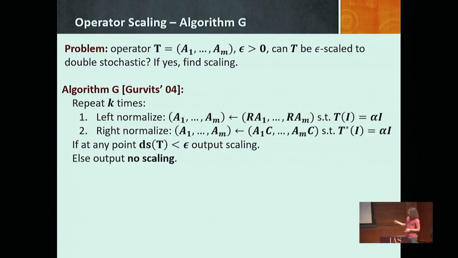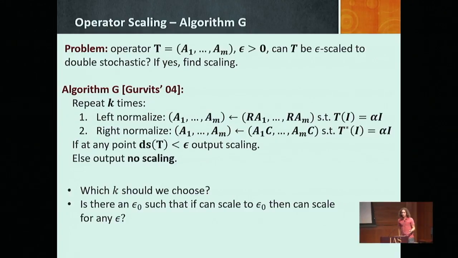So let's left normalize the matrix such that T of identity becomes alpha I, and then I right normalize afterwards such that the dual becomes alpha I. So I fix the dual, or I fix the T of I. If at any point we get close to doubly stochastic again, we output the scaling, otherwise output no scaling. And again, we have the same questions, so let me just keep going.